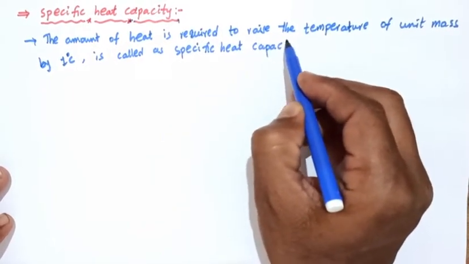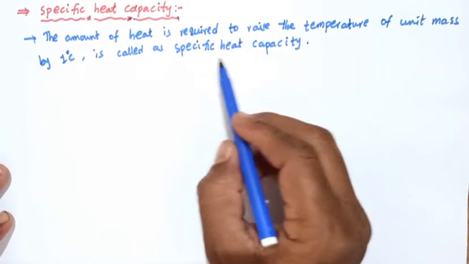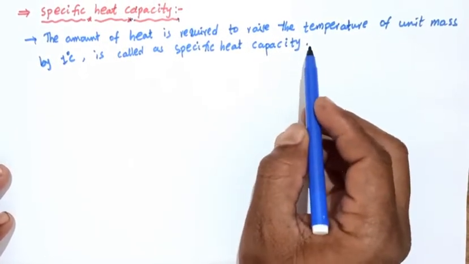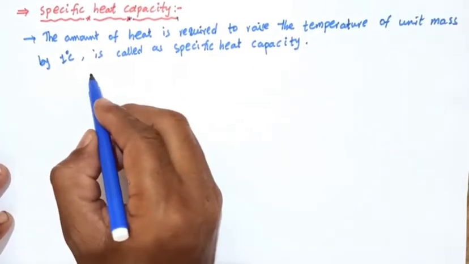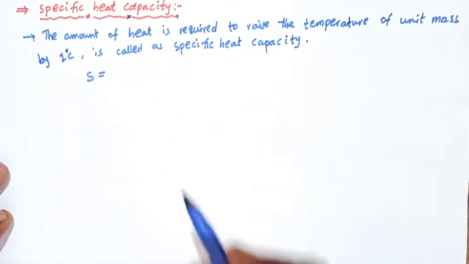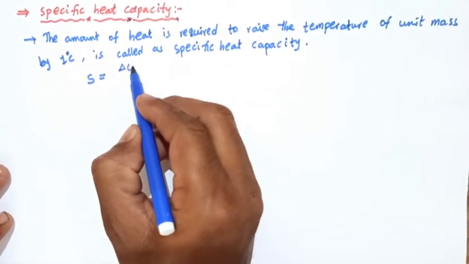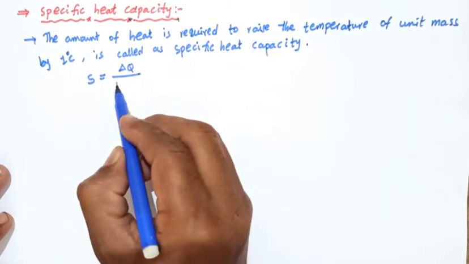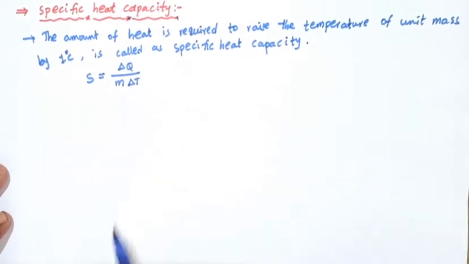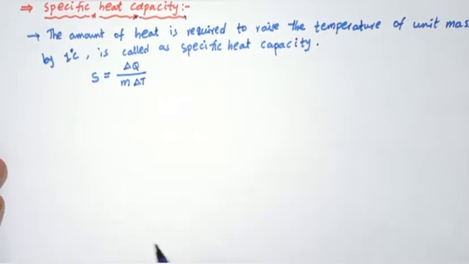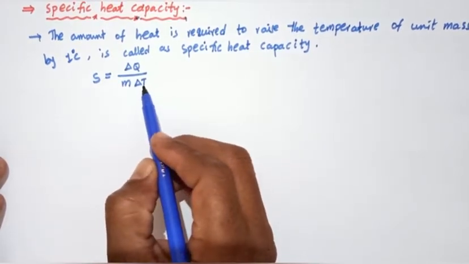It is also called specific heat. Both are the same. Specific heat capacity or specific heat, both are the same here. Specific heat capacity is denoted as S. S equals delta Q by M into delta T.